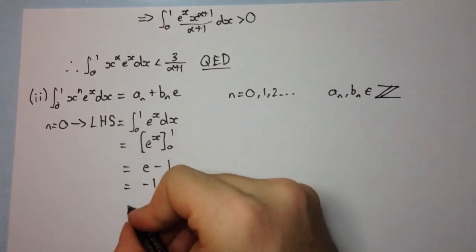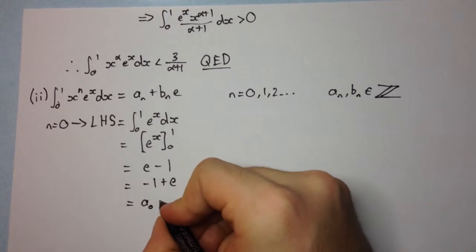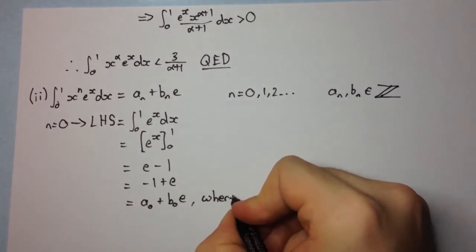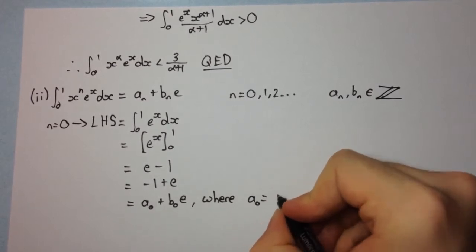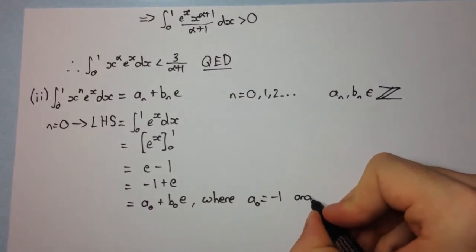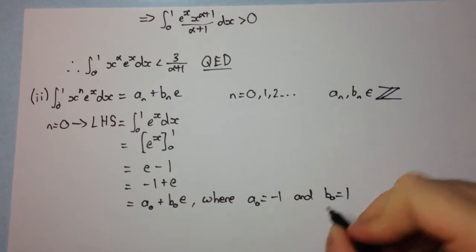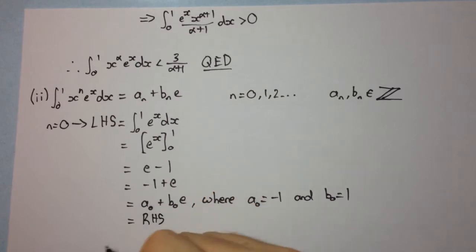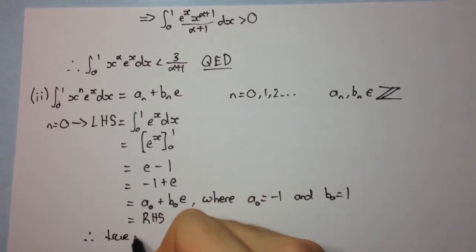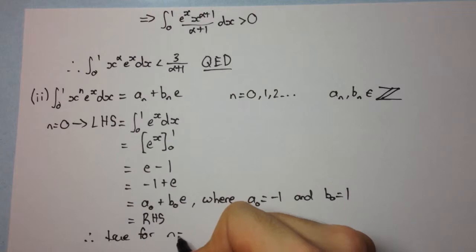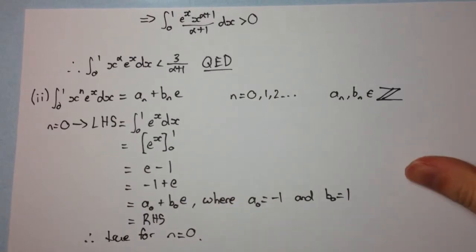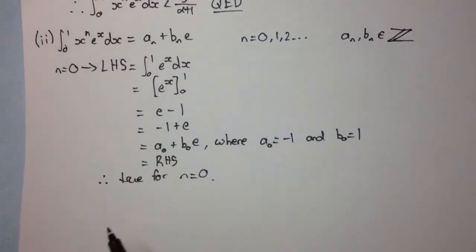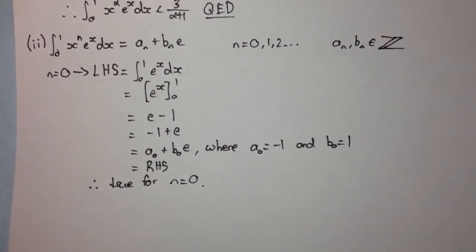Now I can say that this is equal to a sub 0 plus b sub 0 times e, where a sub 0 equals negative 1, and b sub 0 equals 1. And so this is now equal to the right-hand side. And therefore, it's true for n equals 0. Remember, that's what we proved it for. So that's good. We've proven our base case.